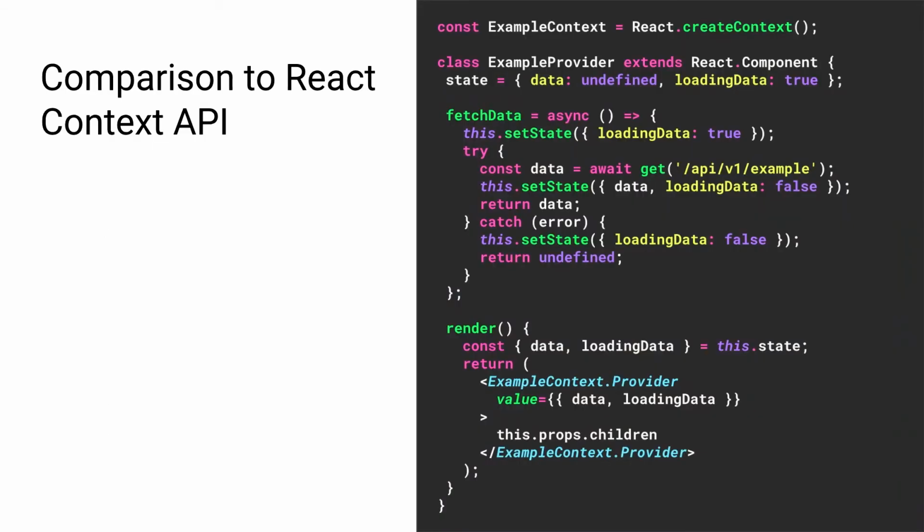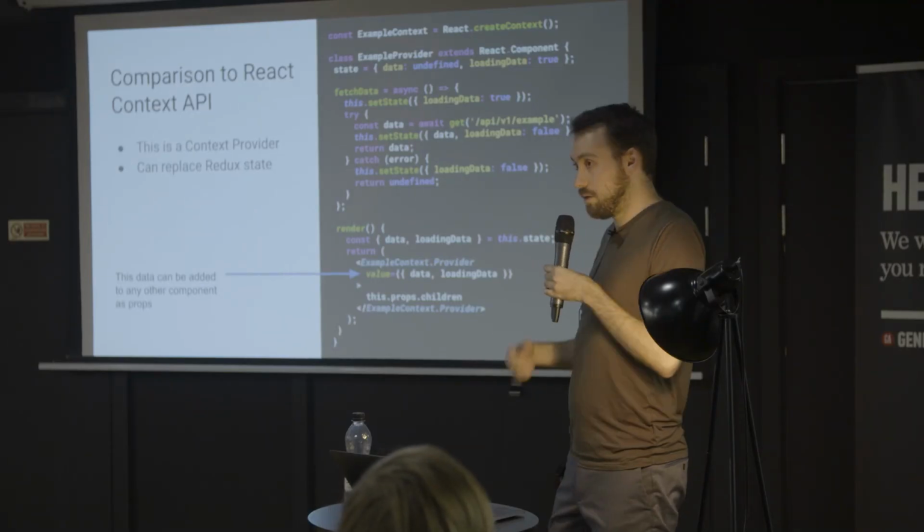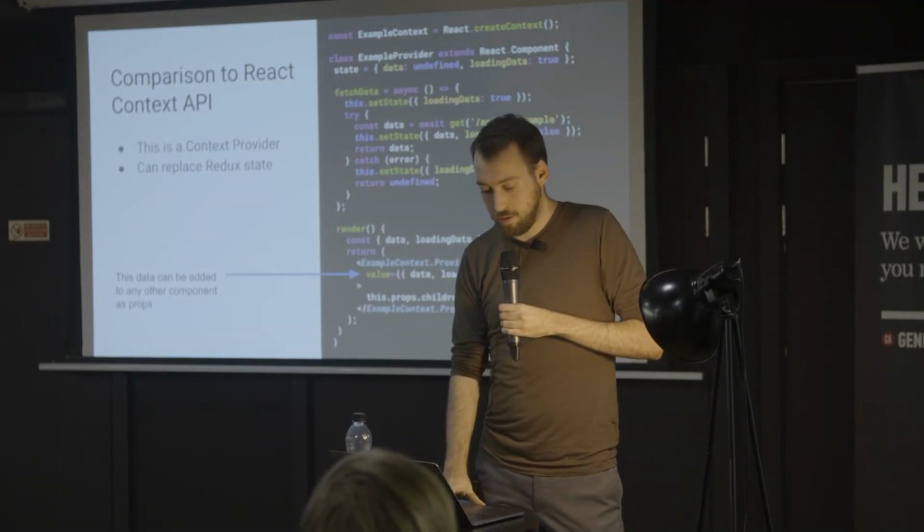So here's a quick comparison to using just the normal React context API, which I think in some cases can replace your use of Redux. So this is a context provider. I think it can replace the Redux state. In this case, if we want to make a call, we just have a method to do it, fetch data. And in its set state, it can set a loading data flag to show your loaders and things like that. And in value, we can export that data out so it's accessible to consumers.